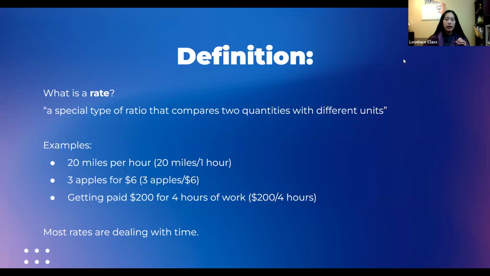And then when your parents get paid, right? You get paid $200 for 4 hours of work. Dollars and hours are 2 different quantities. So, those are rates.